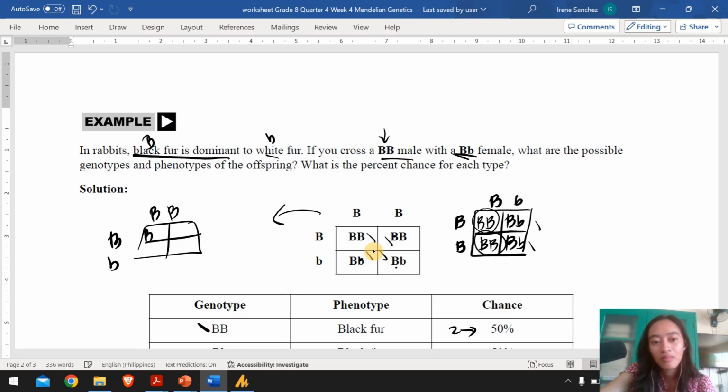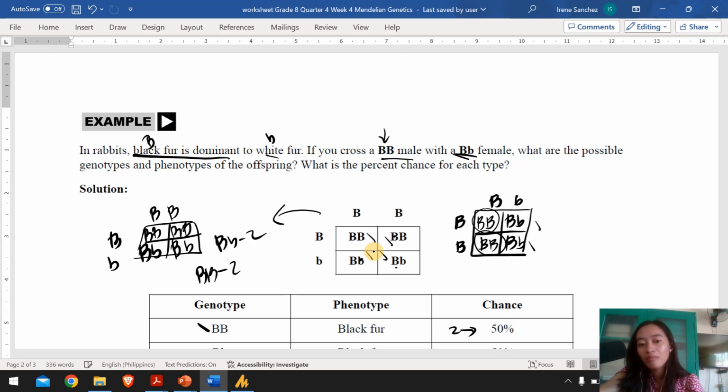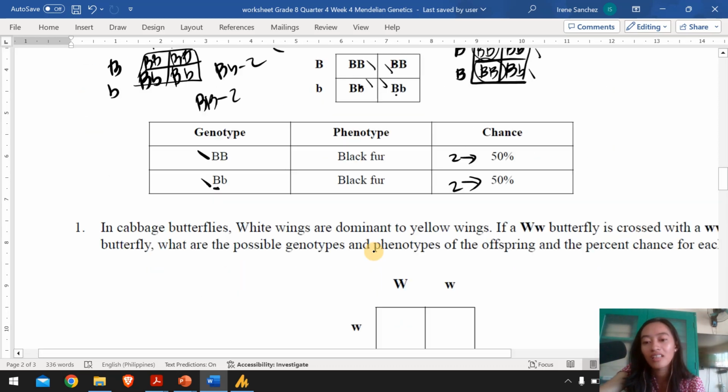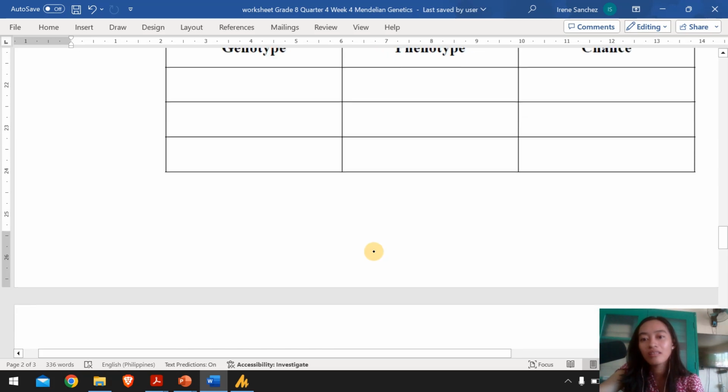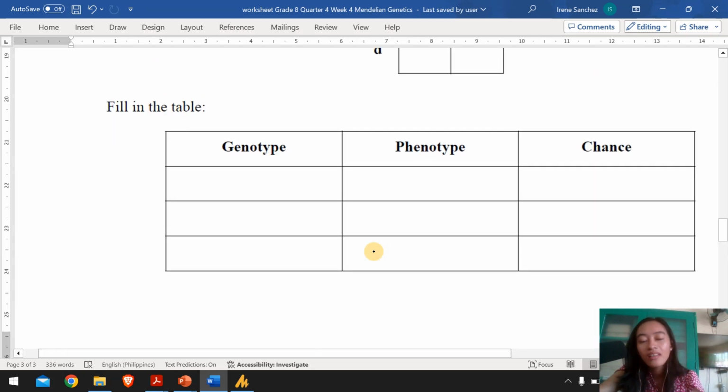So pairing, big letters. Write the big letter first and then the small letter. How many capital letters? Two. How many hybrid? Two. Now how many recessive homozygous? None. So that's it. This is how you answer the activities.